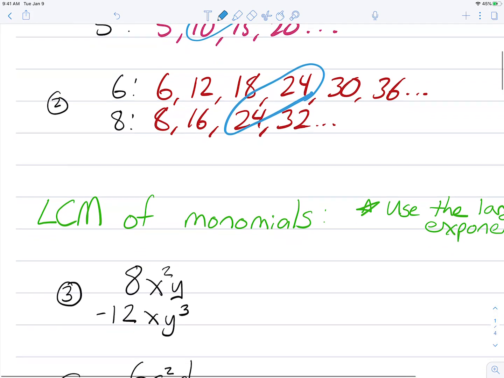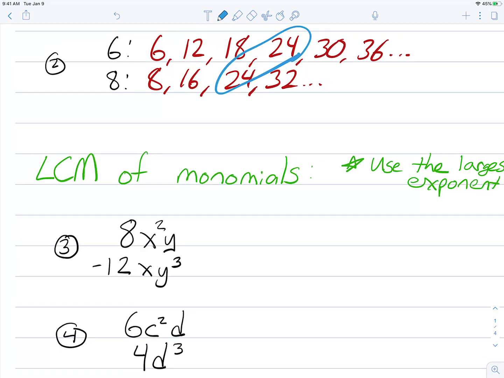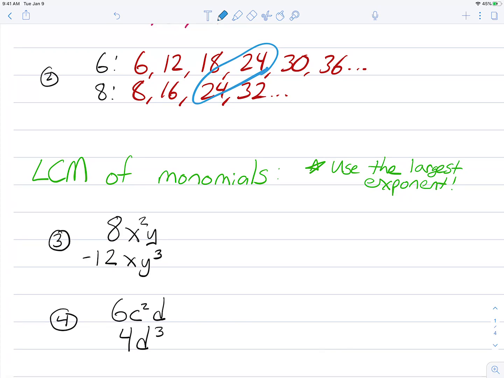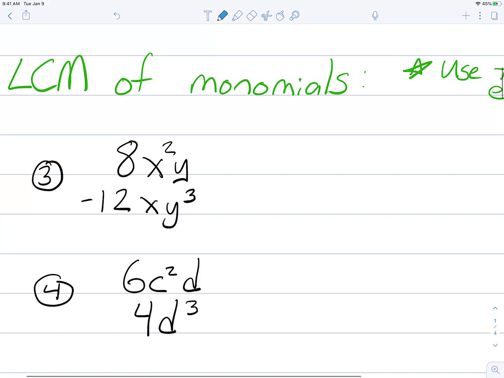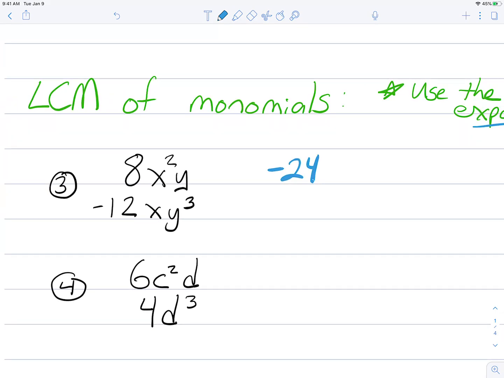We also are going to be dealing with the LCM of monomials, which includes integers. So we're going to use that concept, but with the variables, we are going to use the largest exponent available. So let's say number 3. We have 8x squared y and negative 12xy cubed. First, 8 and negative 12. The first multiple of 8 and negative 12 is negative 24. If there's a negative, you just use the negative. 8 times 3 is 24, 12 times 2 is 24.